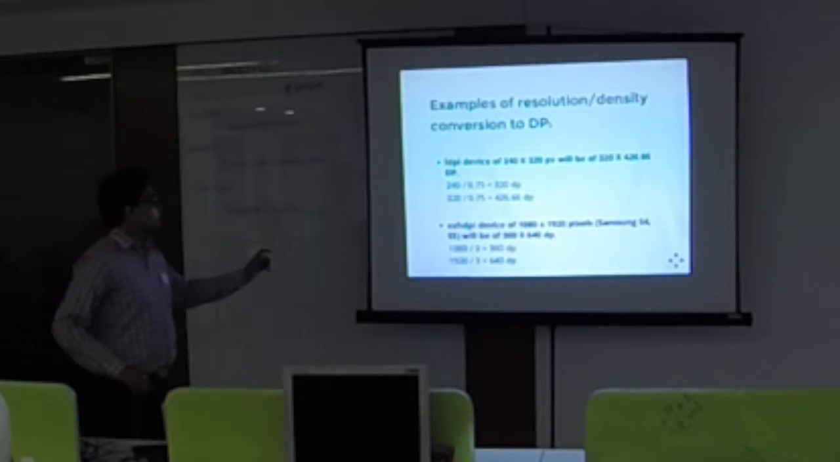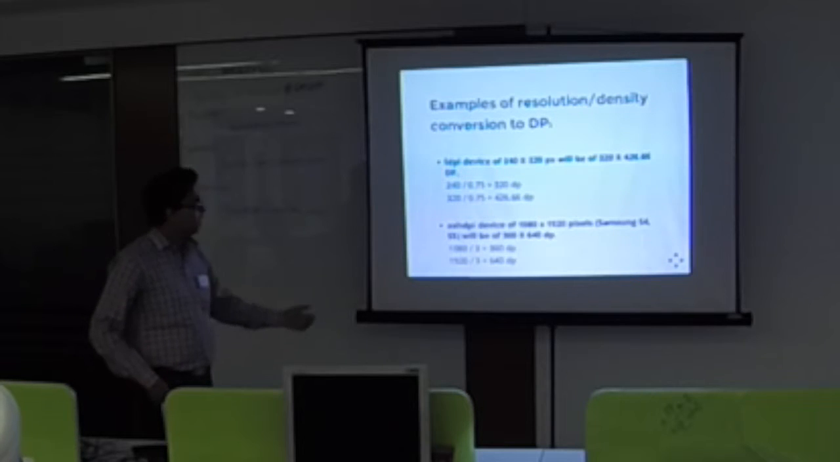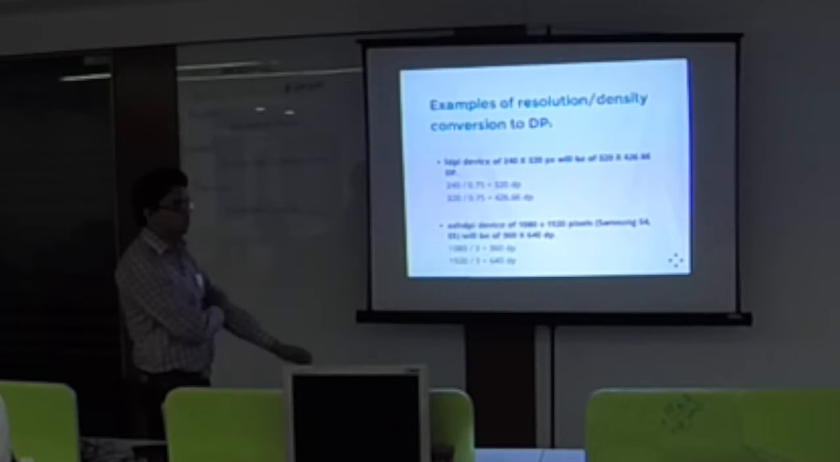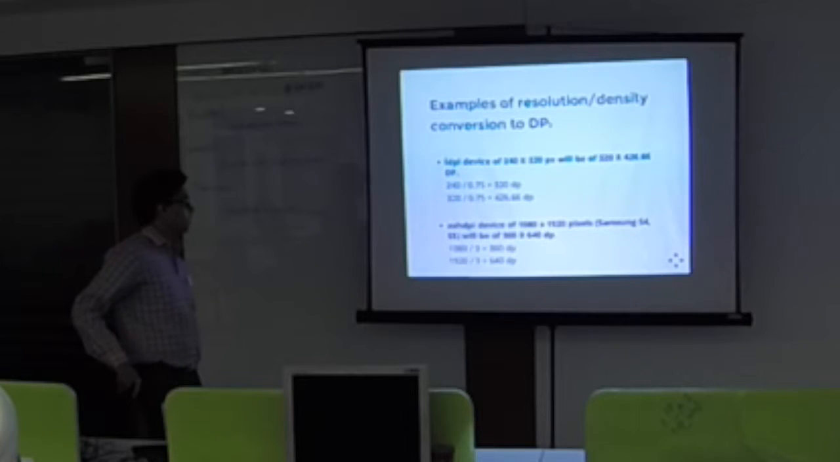So suppose we have an LDPI device of 240 by 320 pixels. If we calculate its density independent size, it will be 320 by 426 dp. As we can see, as it's an LDPI device, we have divided its actual size by 0.75, its density bucket conversion factor. And suppose we have an XXHDPI device of 1080 by 1920 pixels, as in this category. It will be 360 by 640 dp.